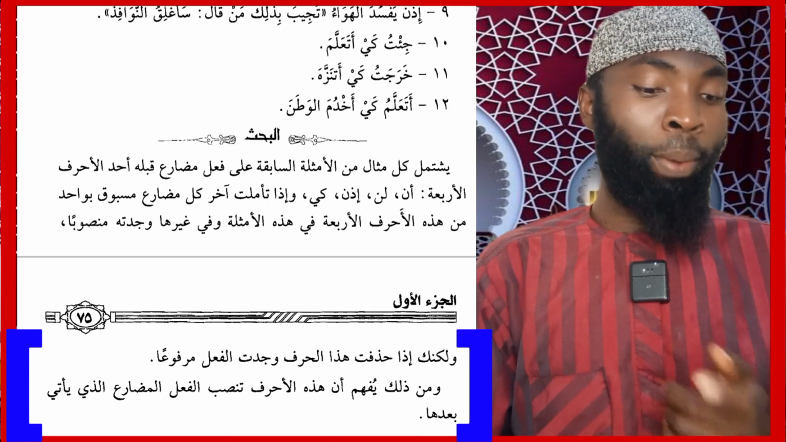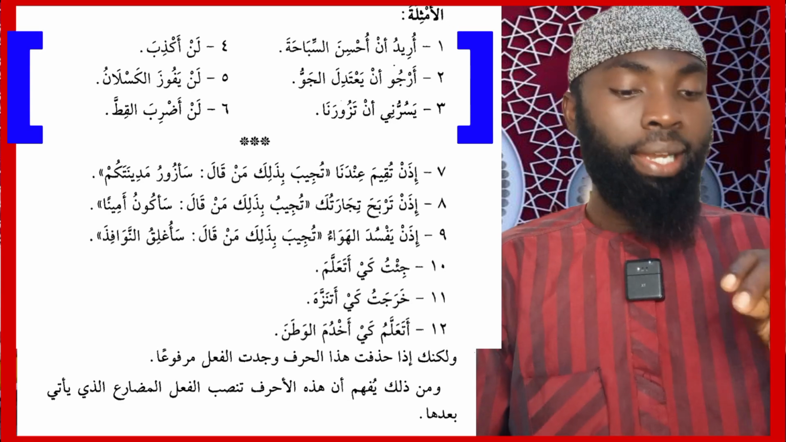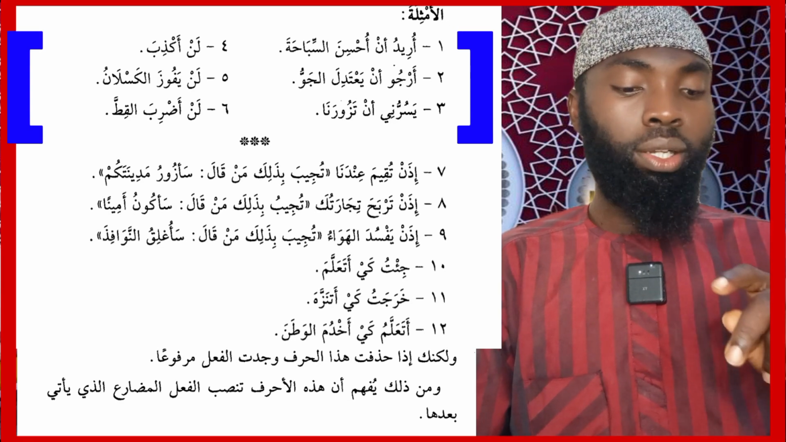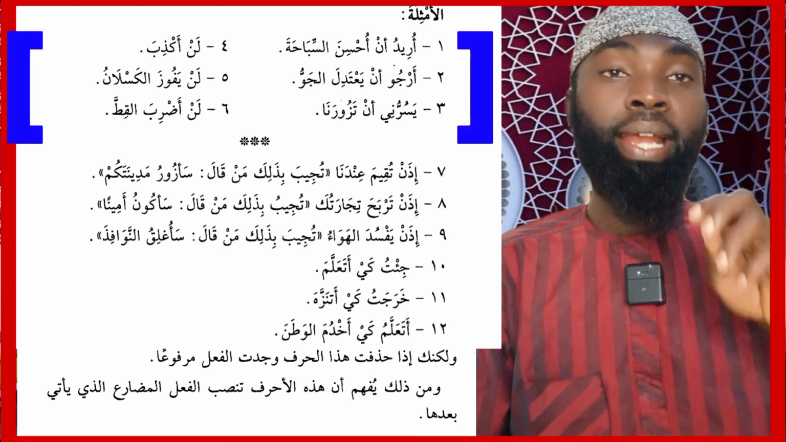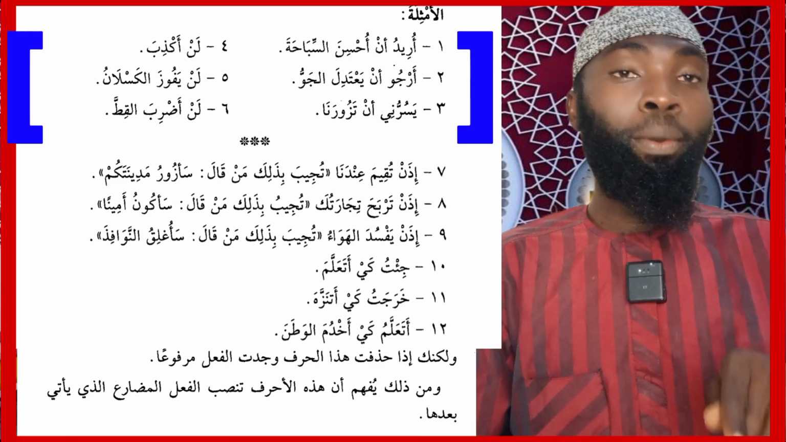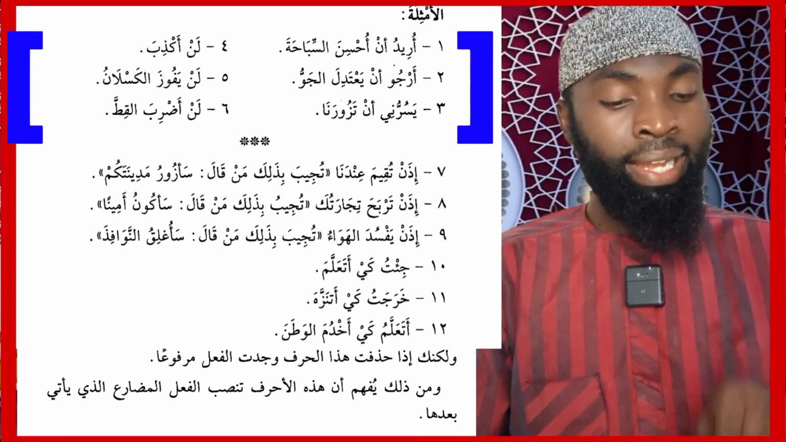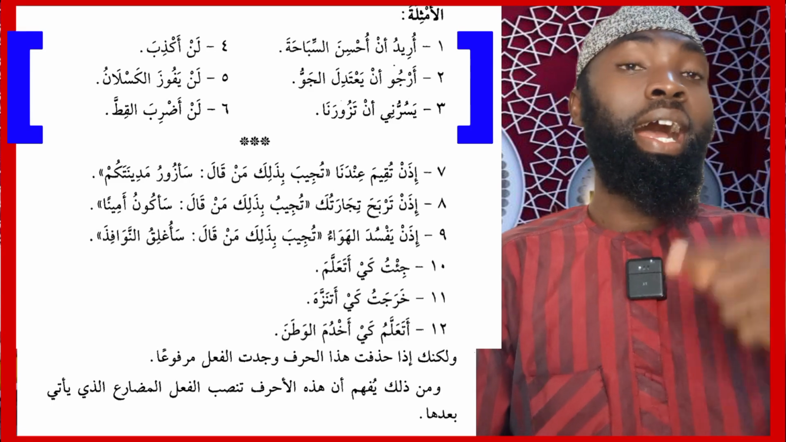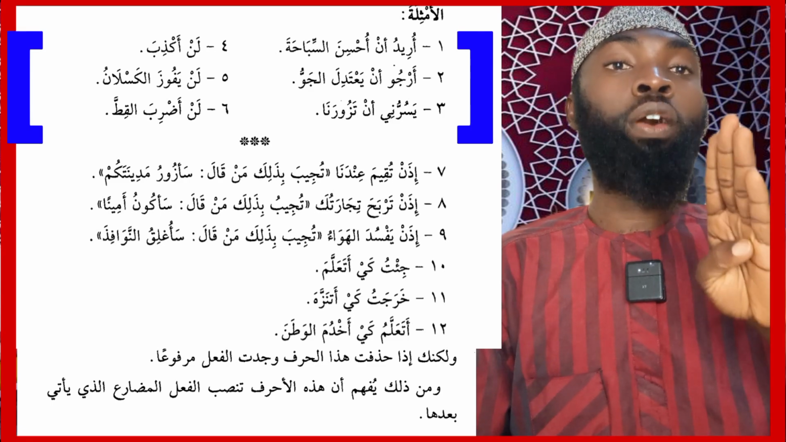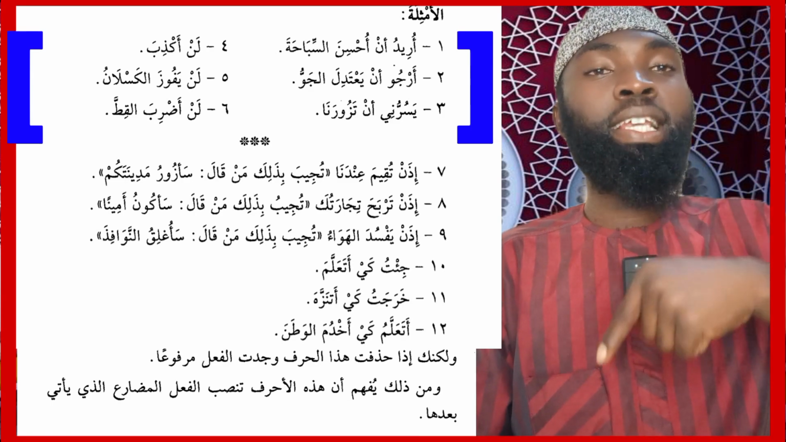Let's look at example number 1. We have uridu an uhsina sibaha. The present tense verb there is uridu, and uridu is carrying dhamma because it is not preceded by any of the 4 particles. But the word uhsina, which is also a fi'l mudari, is ending with fatha. Why? Because it is preceded by an, and an is one of those 4 particles. Therefore we say an uhsina sibaha.